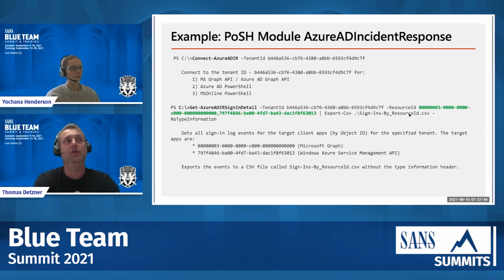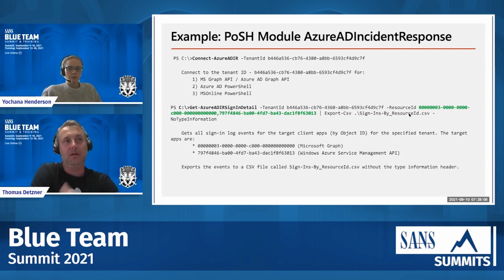So the first thing you want to do is connect to your tenant, and that commandlet will make it easier to connect. It wraps several commands, and it will automatically get access tokens for Graph API and Azure AD Graph, as well as for Azure AD PowerShell and MS Online PowerShell services.